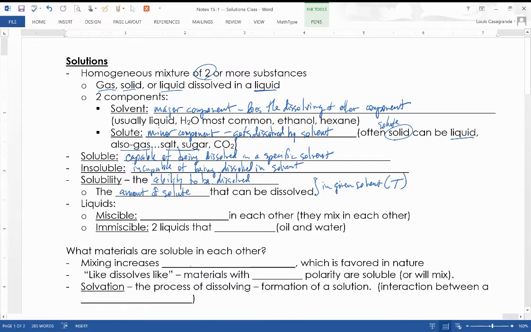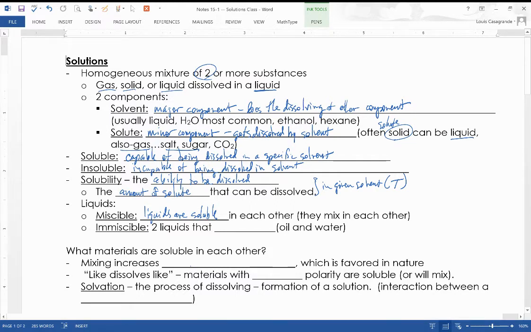Now, when we talk about liquids mixing with other liquids, they get a special name. And that special name is miscible. Miscibility is when two liquids are soluble in each other. That way they mix. And miscibility is different because often with liquids, you can mix them in almost any ratio. So you can start with pure water and start adding, say, ethanol to it, and then you can get all the way up to 100% ethanol or almost 100% ethanol. And those are called infinitely miscible.